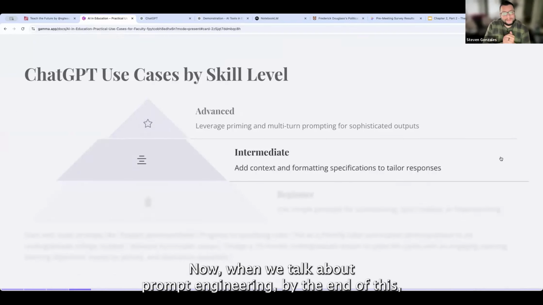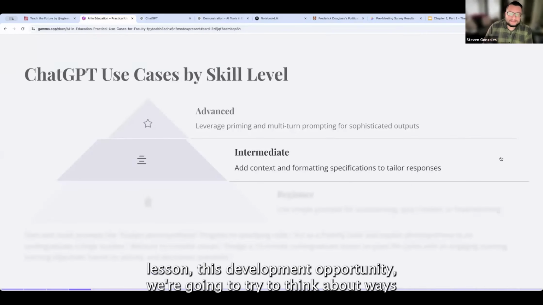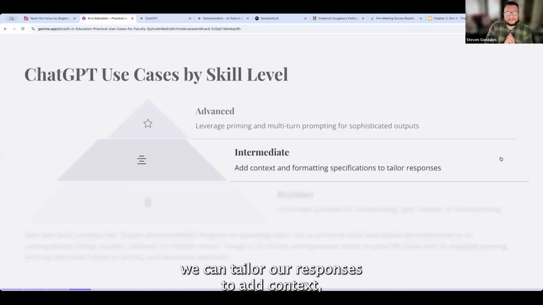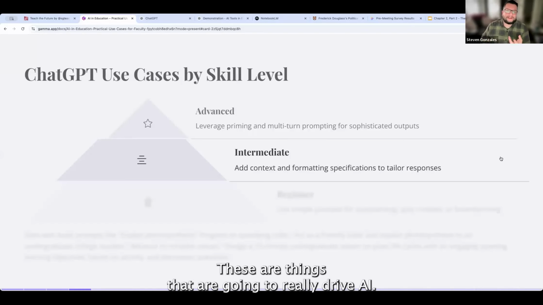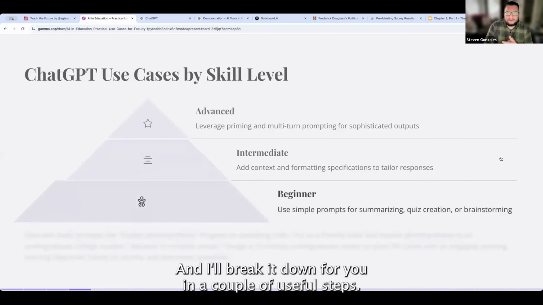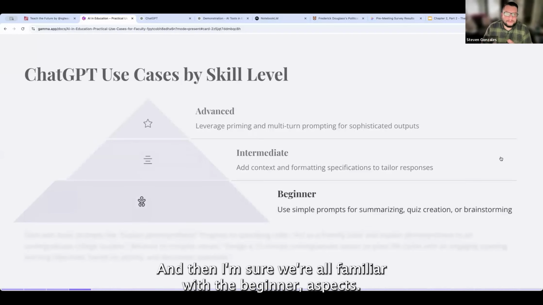Now, when we talk about prompt engineering, by the end of this lesson, this development opportunity, we're going to try to think about ways we can tailor our responses to add context, adding context, formatting specifications. These are things that are going to really drive AI, and I'll break it down for you in a couple of useful steps.